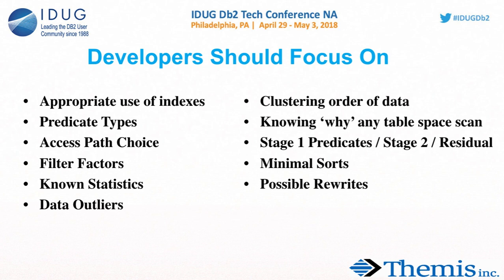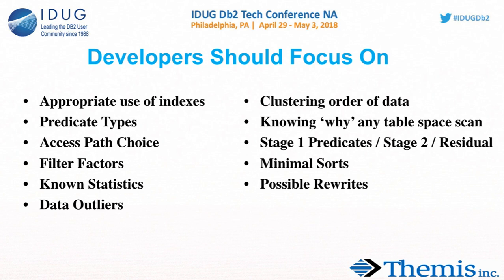Stage 1, Stage 2 residual predicates we're going to talk about. Sorts that are going on. Are there any sorts going on? You'll be surprised how many queries in production have sorts going on that don't need to be sorting anything. They have distincts, they have group bys, they have order bys. They don't even need them in there. A lot of times those things cause sorts. And then of course, any kind of possible rewrites that we can do.